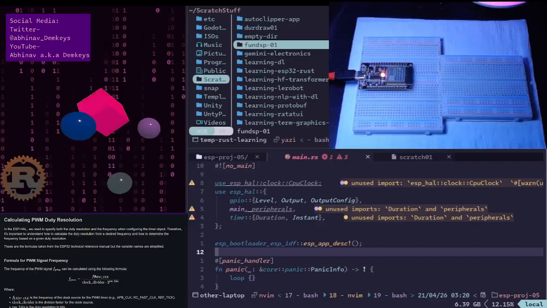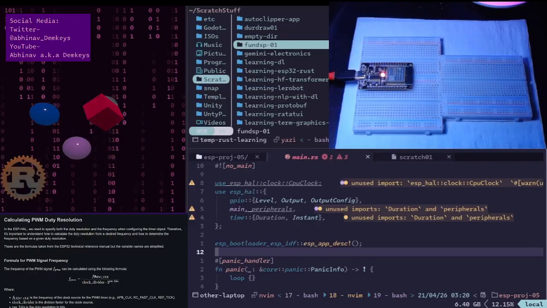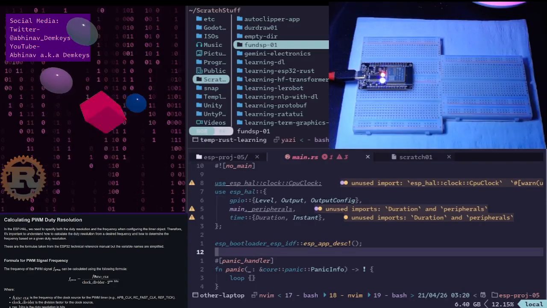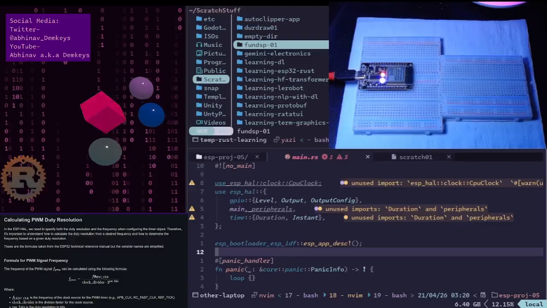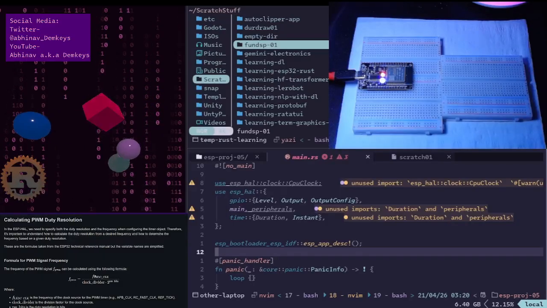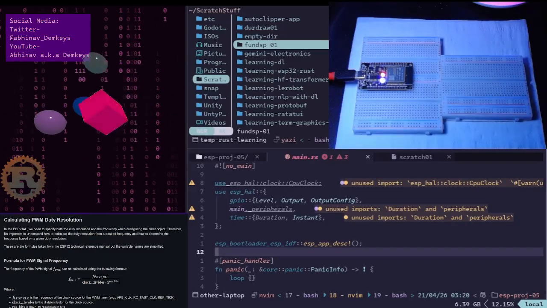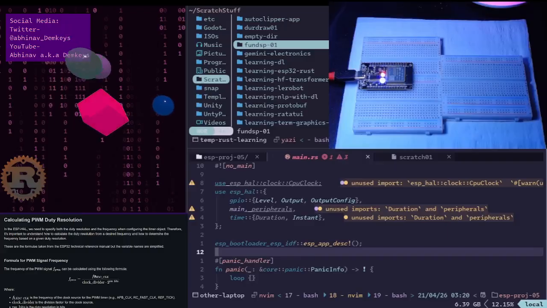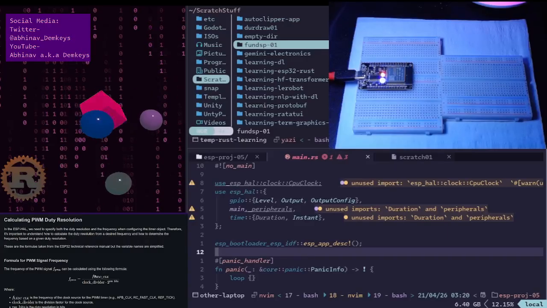That was very educational for me. That was very interesting to me because stuff like, okay, we have this crystal that generates a clock signal. What exactly is a clock signal?